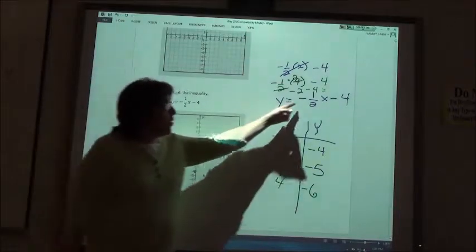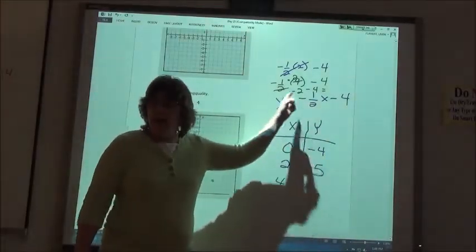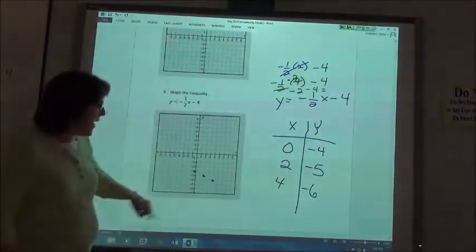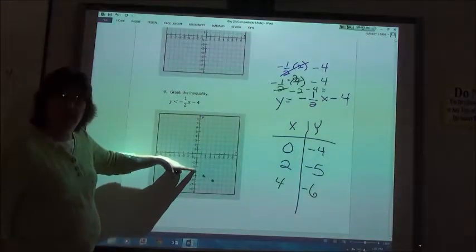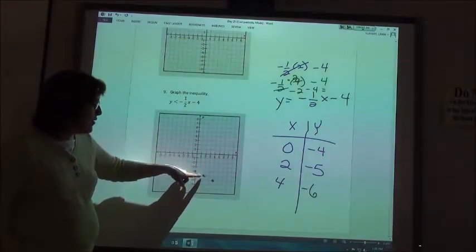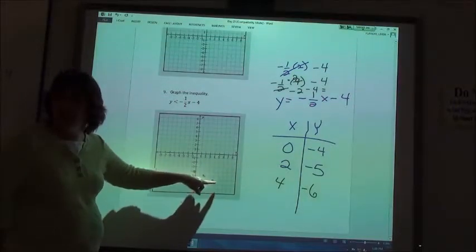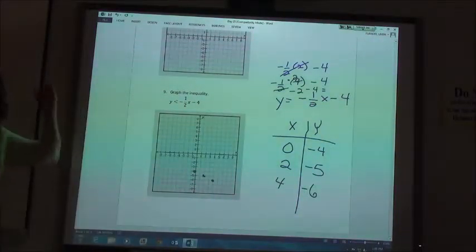Our slope here was negative 1/2, right? The number in front of the x was negative 1/2. Means to get from one point to the next, I go down 1 and 2 to the right. Down 1 and 2 to the right. Right? Change in y over the change in x.